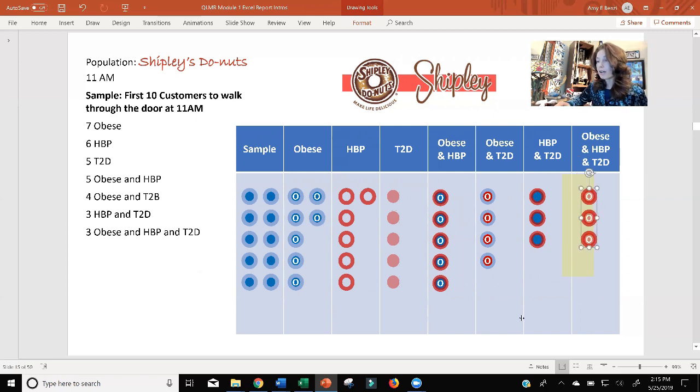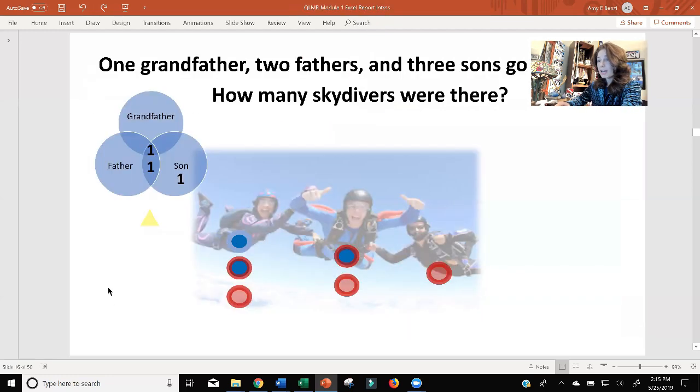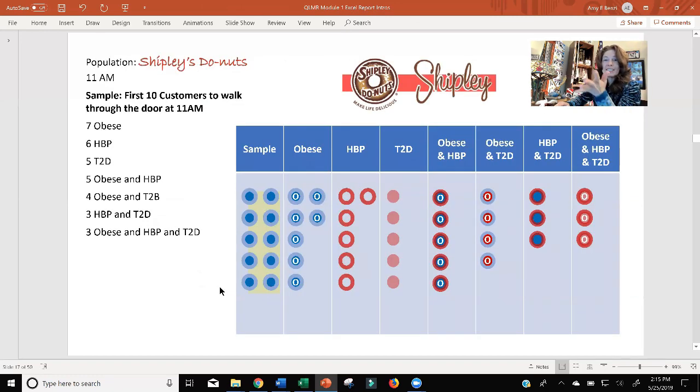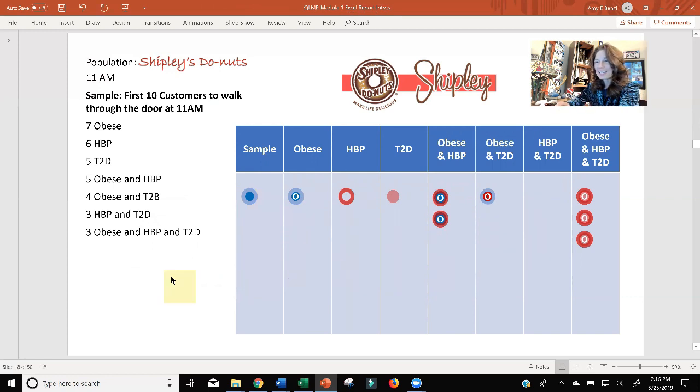So we need to figure out how we can organize this information so that it looks like the Venn diagram that we created for our skydivers. Now with our skydivers, we only had 6 data entries and 3 subsets, so it was a little bit simpler than organizing all of this data. Here we had 10 samples, and then we had 33 data entries, and we have 7 subsets. So it's a lot more complicated to organize larger data sets.